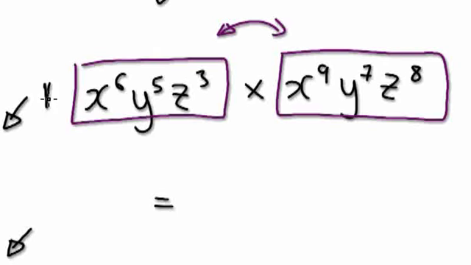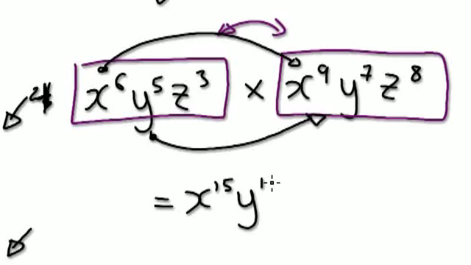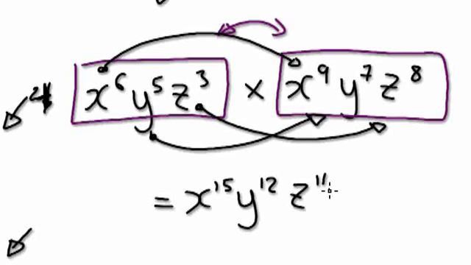Remember, because basically you've got 1 here, 1 times 1 is just 1. So we don't bother with a 1. So basically now it's just x times of this over here. That will become x to the power of 15. Y to the power of 5 times y to the power of 7. So that would be y to the power of 12. Okay, and then z to the power of 3 times z to the power of 8. So that would be z to the power of 11.